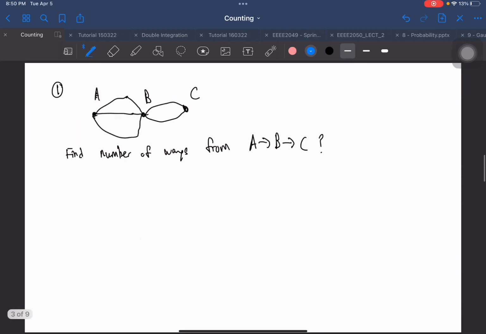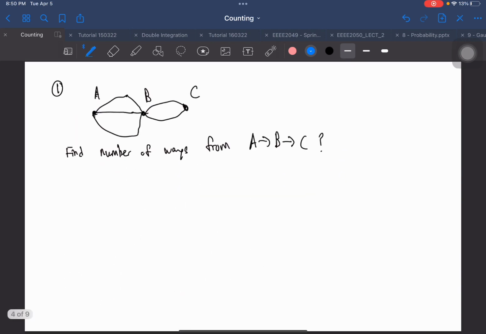Let's do one example. Okay, this is a simple example. You have 3 places A, B, and C, and you have 3 ways to move from A to B, and there are 2 ways to move from B to C. What is the number of ways to move from A to B to C?